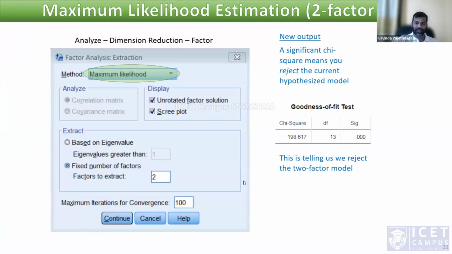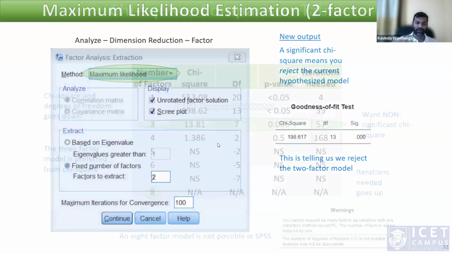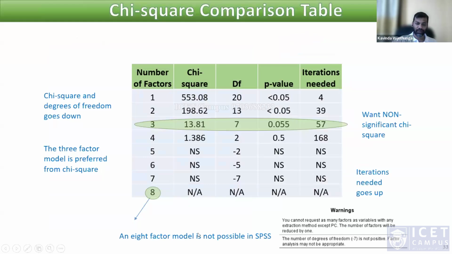So we'll see these chi-square values. SPSS calculates all these values and gives them all at once. The first model, the chi-square degrees of freedom goes down. An 8-factor model is not possible in SPSS, right? So then we are going to find it for the two factors.